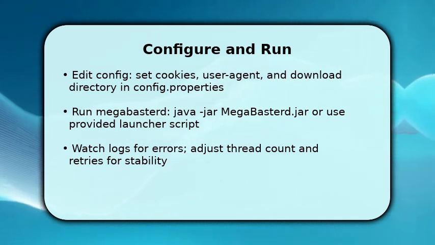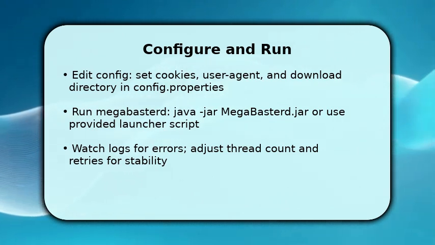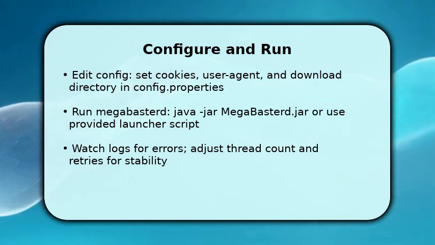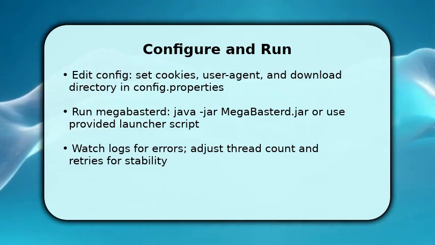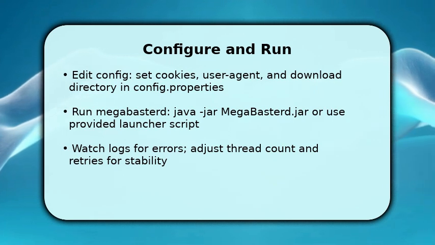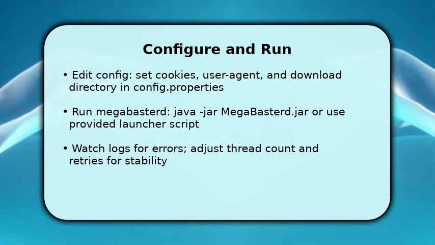Then run the application with java -jar MegaBasterd.jar, or use the included launcher for your OS. You will see a GUI or CLI output. Make sure to load the link or batch file you want to download and start the job. As it runs, monitor the logs for 403s or rate limits, and adjust concurrency settings to balance speed and reliability.